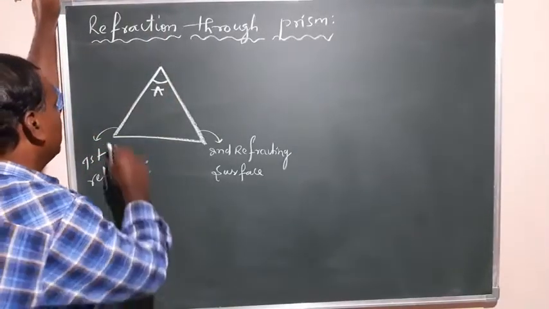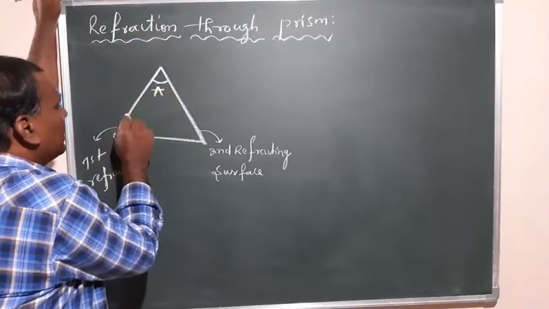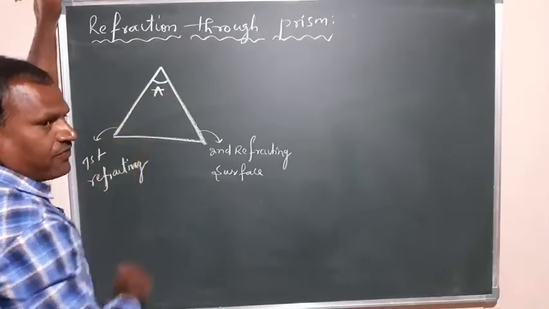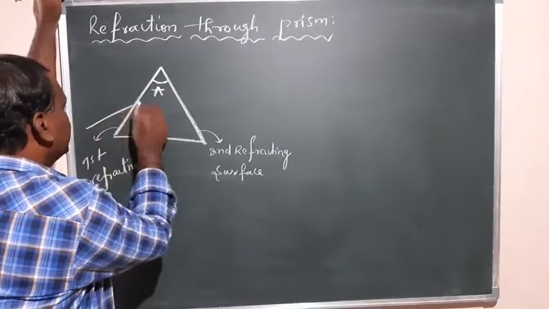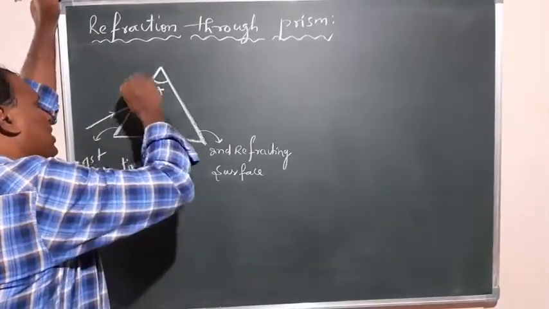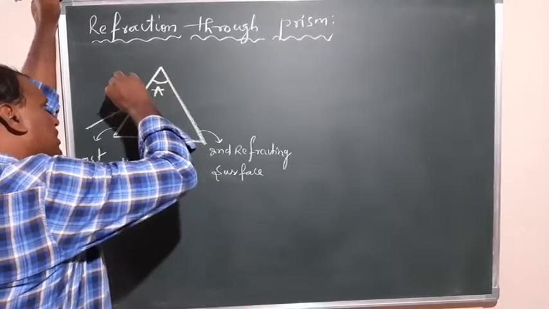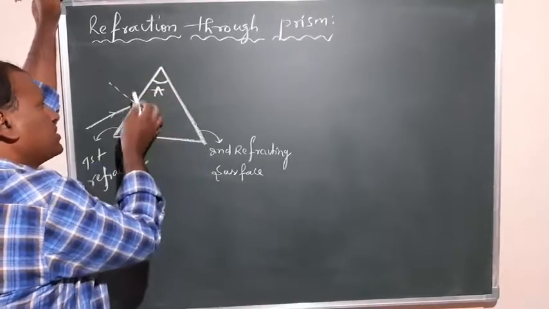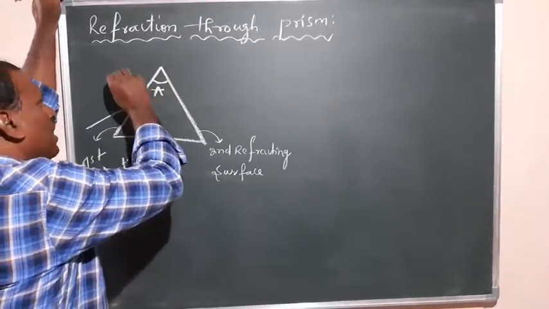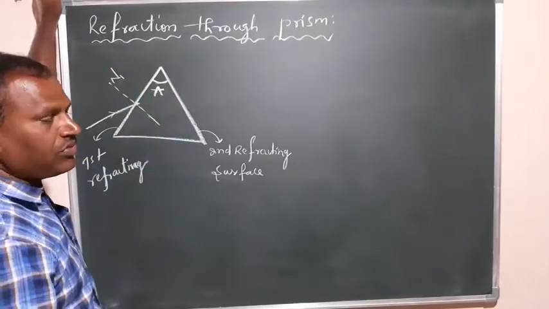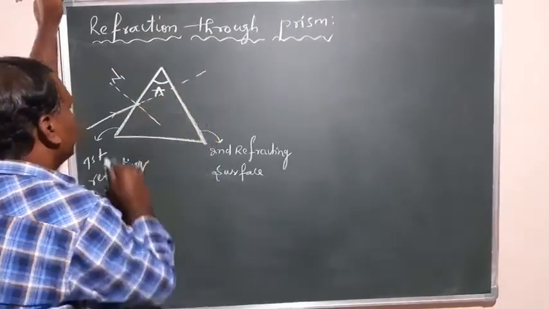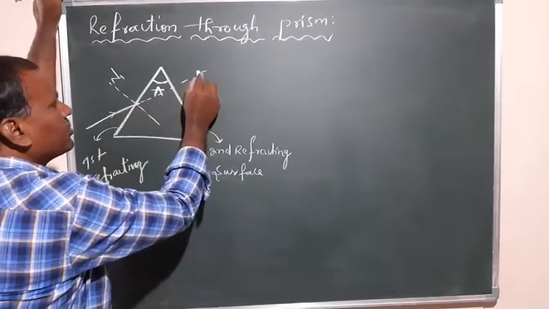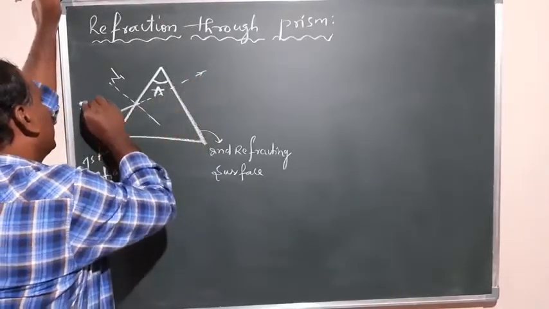And here, when a ray of light is passing through the first refracting surface, let this be the ray of light. Here you draw the normal to this side. This is a normal perpendicular to this refracting surface. I am representing the normal as N1. Now this is the actual incident ray, and this is called the incident ray direction.